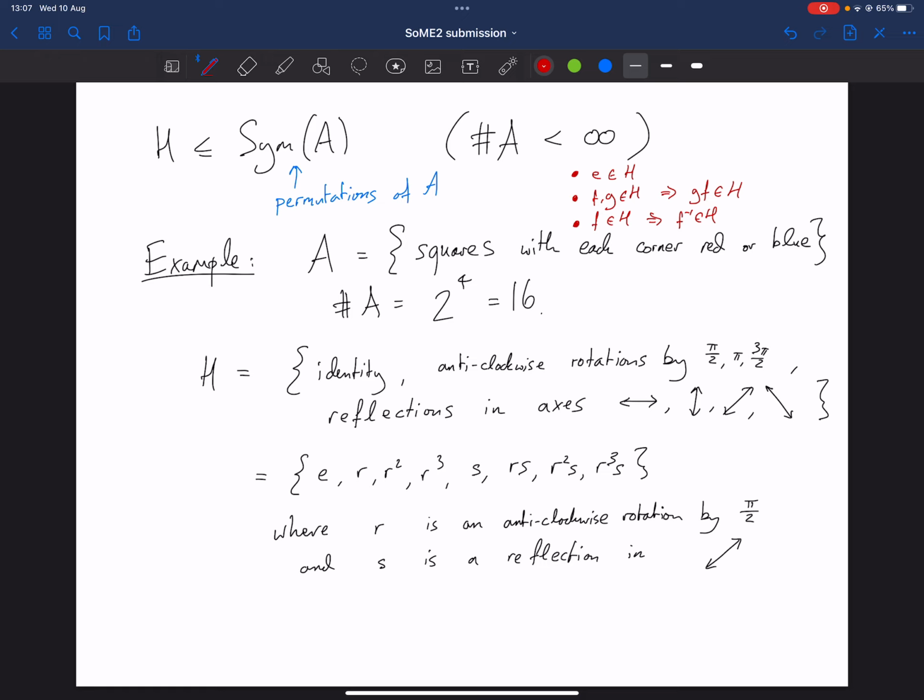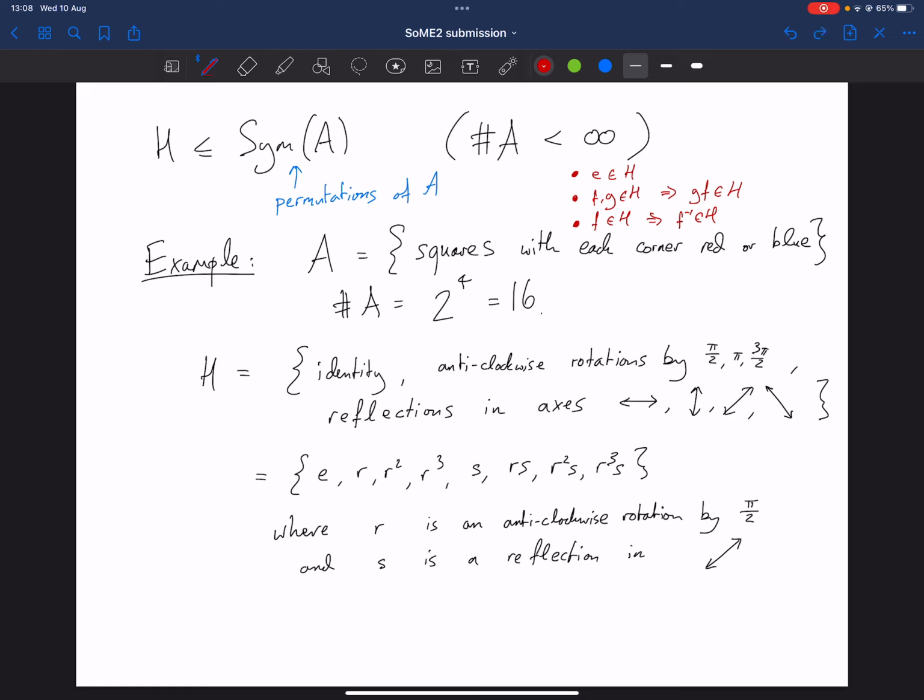Okay, we are looking at an example. I've written A is the set of squares with each corner red or blue. More precisely, we're thinking about a particular square and all of the different ways of colouring the corners of that square, each red or blue. Because there are four corners, we're colouring each one in one of two ways. The number of elements of A is going to be 16.